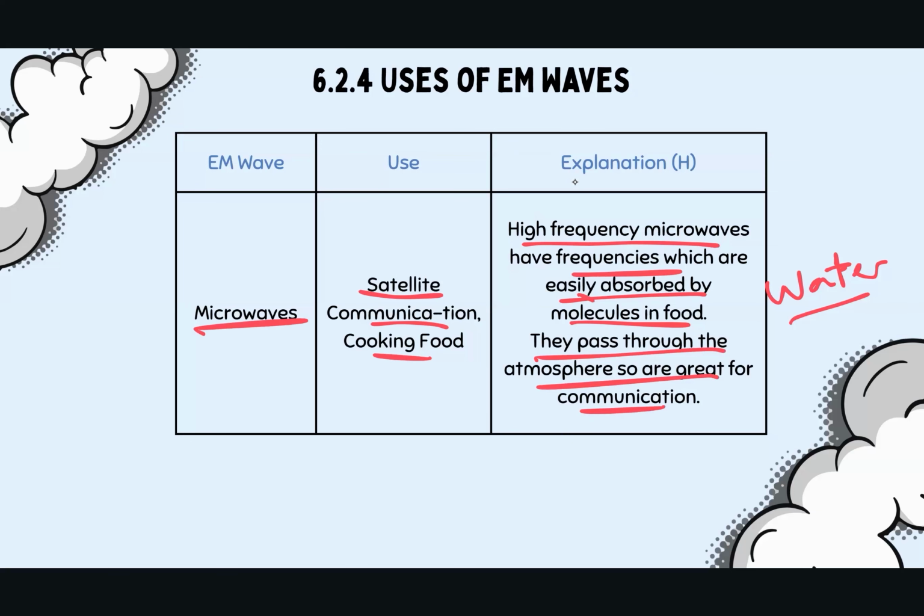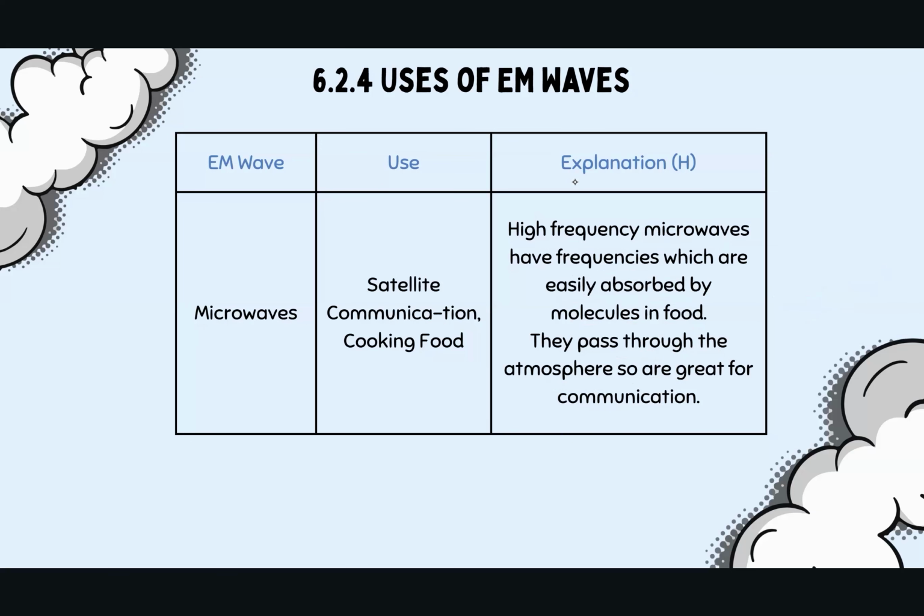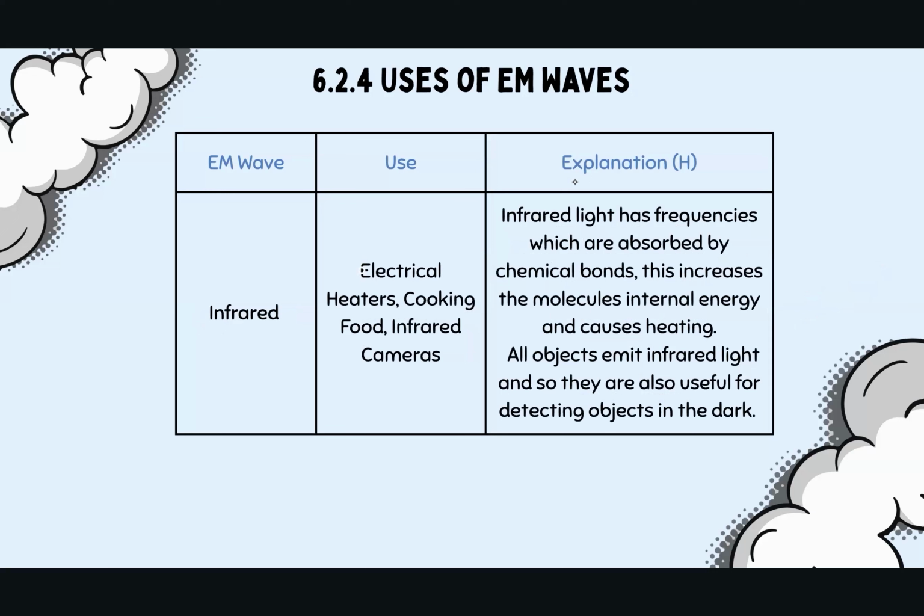So most of our mobile phones run off microwaves. Infrared: we use it for electrical heaters, cooking food, and infrared cameras. Infrared light has frequencies which are absorbed by chemical bonds. If it's absorbed by chemical bonds, this increases the molecule's internal energy and causes heating.